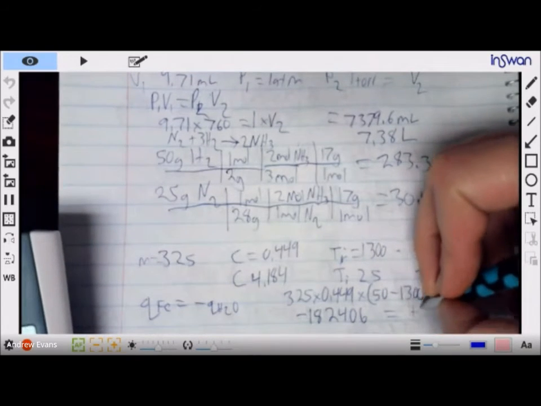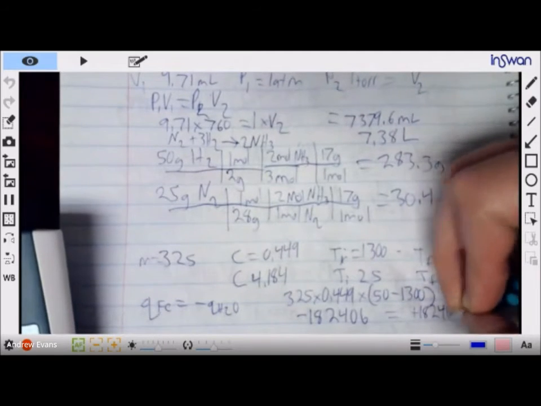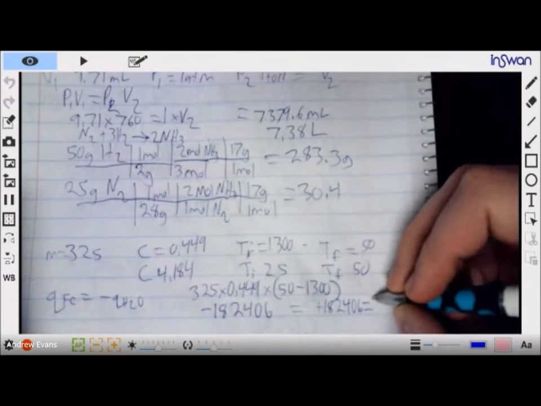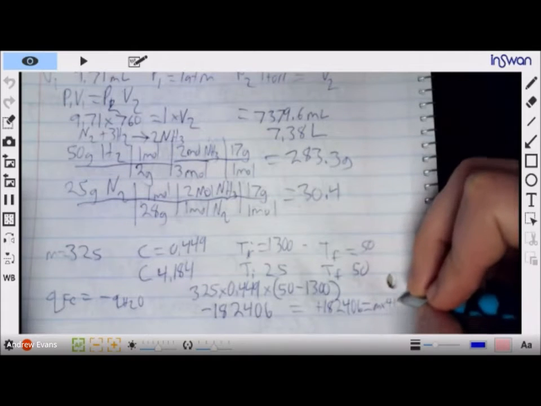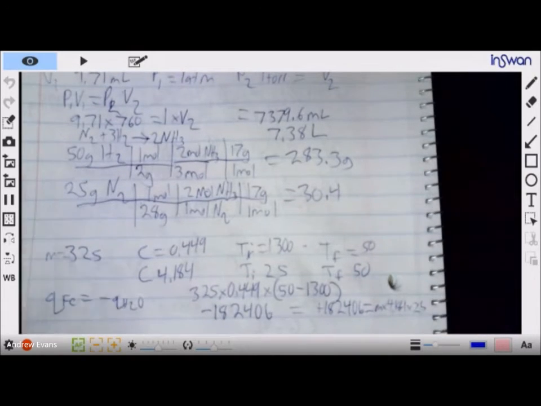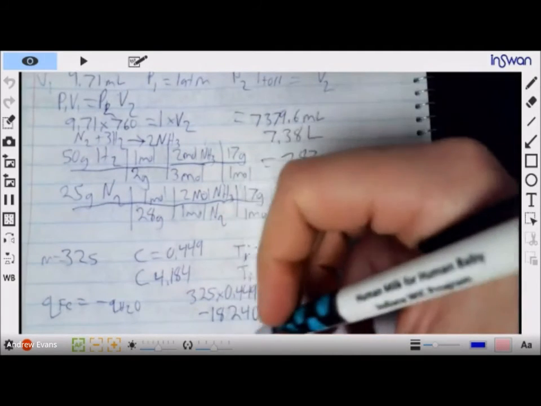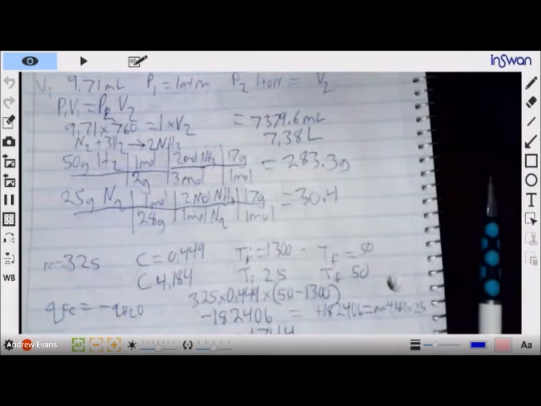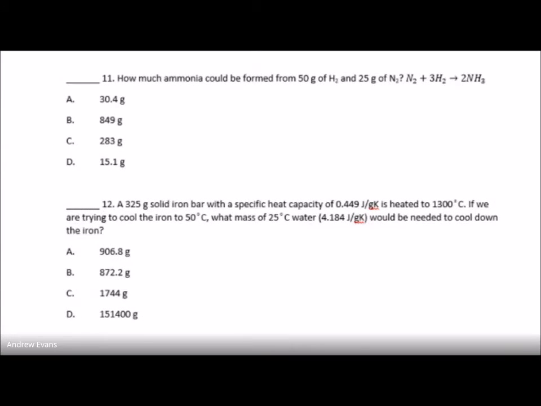So that'd be positive 182,406, equaling mass times 4.184 times 25. So I'm going to divide both sides by 25, divide by 4.184, and get how much water we would need. The mass would have to be something like 1744 grams. So like a liter, almost 2 liters. Answer C.